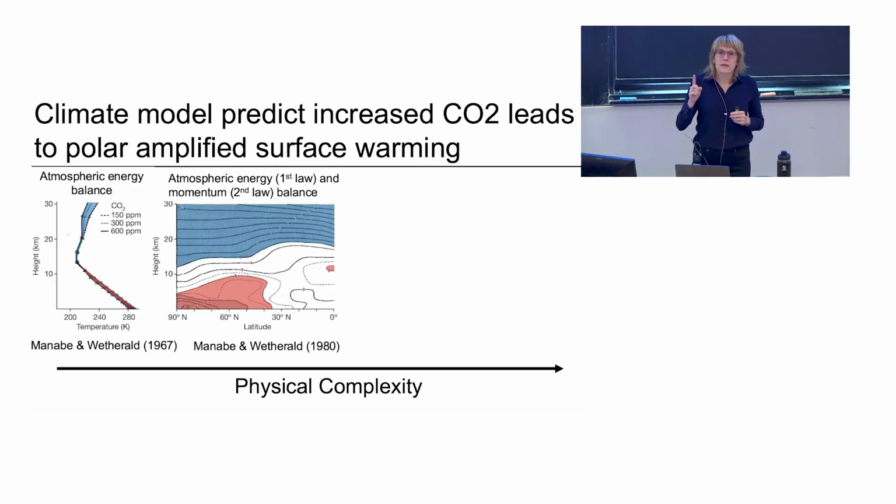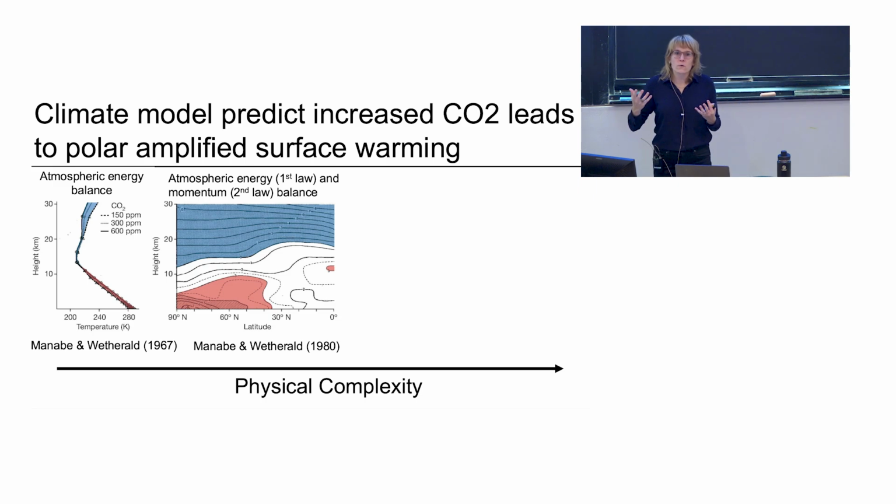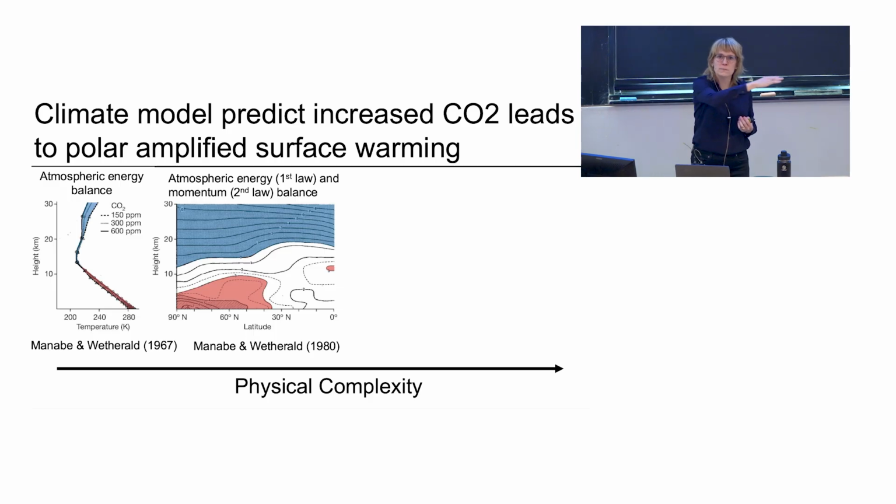The first ingredient being the atmosphere moves energy and momentum around. Specifically, it's moving energy poleward because warmer air holds more moisture. That moisture is being moved poleward, and when it cools and condenses, it releases heat. Okay, so that's partly what drives this polar amplified warming.